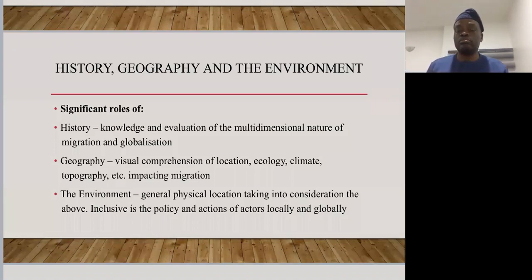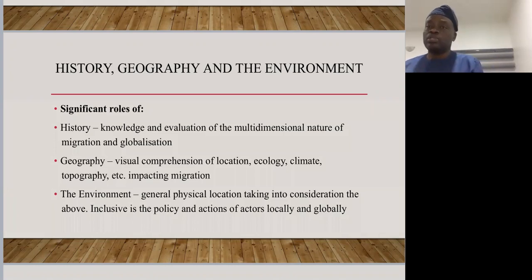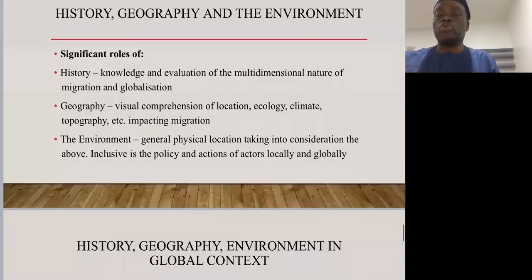The environment, lastly, of course, is a general physical understanding considering history and geography. In recent time, we've seen how important bioenvironmental studies are to understanding migration, to analyzing globalization. But majorly, the understanding of the environment remains useful, remains inclusive as policies are being developed, and they also guide actions of actors locally and globally.